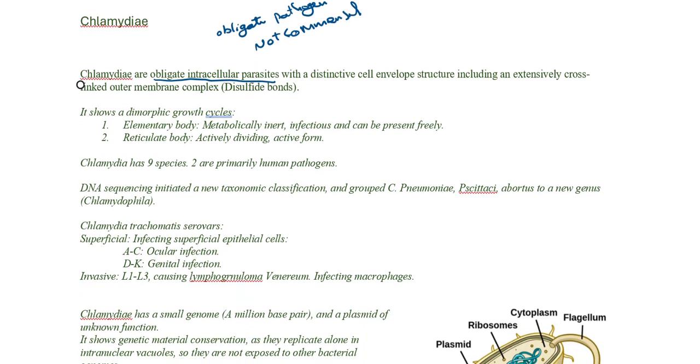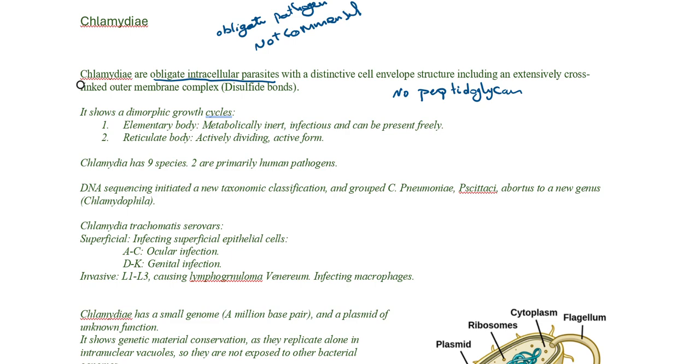It has a cell envelope structure and it does not contain peptidoglycan. So bacteria have peptidoglycan in the cell wall structure, and peptidoglycan is the site of action of some antibiotics like penicillins. So if we don't have peptidoglycans in the chlamydial cell wall, we can't give penicillin. Penicillin will not do anything to chlamydia.